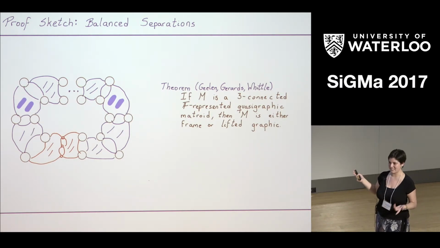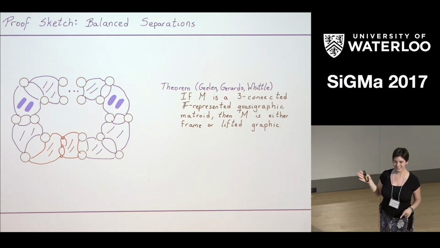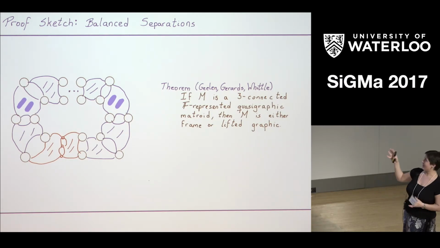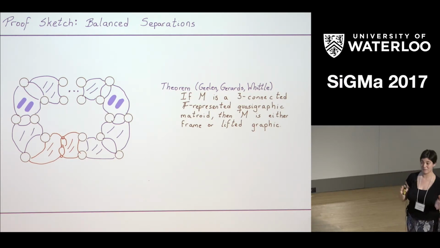Now, it turns out this graph is a framework. This matroid is now quasi-graphic, and I have a framework for it. And I also have this nice theorem by Jim, Bert, and Jeff Whittle, which he described earlier today, that tells me that in this case, since I now have a 3-connected representable quasi-graphic matroid, then this is either frame or lifted graphic.